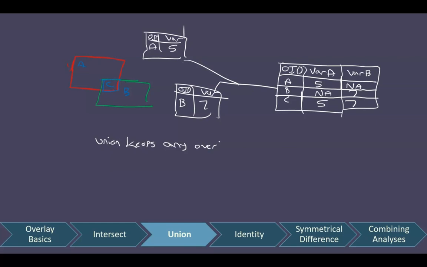Specifically, it keeps any overlaps plus all original geometry. So the union keeps all overlaps plus any original geometry. That's a fancy way of saying that it's going to keep all three of these records. Okay, union's pretty simple in that way.